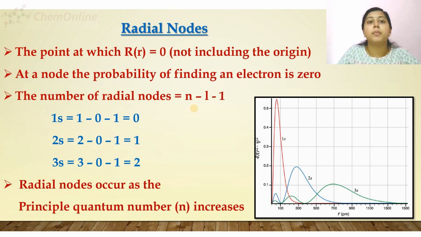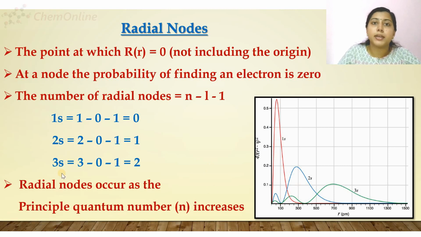So in the case of the 1s orbital, n is equal to 1. For an s orbital, L is equal to 0. So 1 minus 0 minus 1 equals 0. There is no node. There is only a single point of maximum probability. Now in the case of the 2s orbital, n is equal to 2, L is equal to 0. So 2 minus 0 minus 1 is equal to 1. So here you can see two peaks for the 2s orbital. In between the peaks there is a node where the probability of finding the electron is 0.